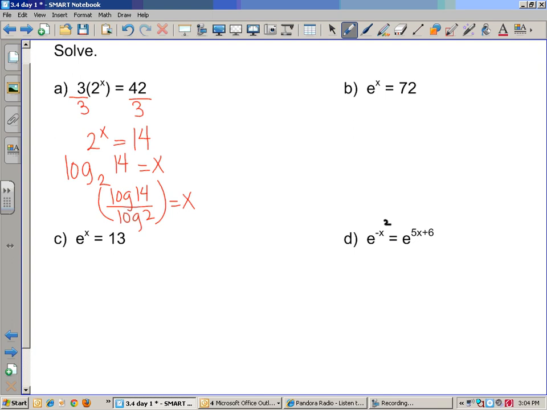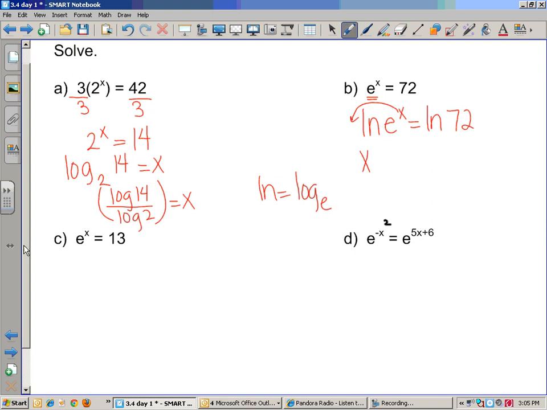Okay, so what I want to do now is remember that when I see e, that's really the natural log. So I want a natural log on both sides. Now this is really what we're doing, by the way, only with e, it makes it look really nice. And remember now, I can use my rule for powers. So I get x. And remember, natural log is equal to log base e. So log base e of e is what I'm looking at here, okay?